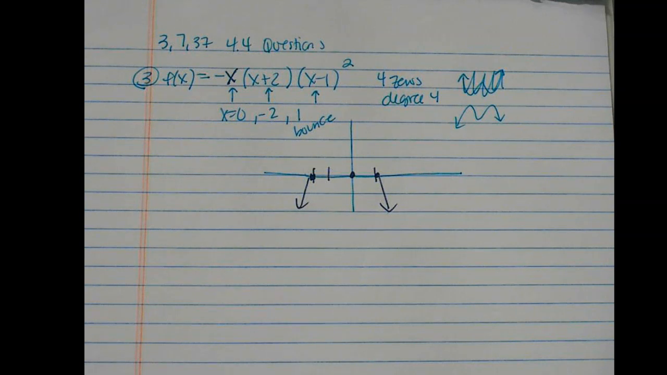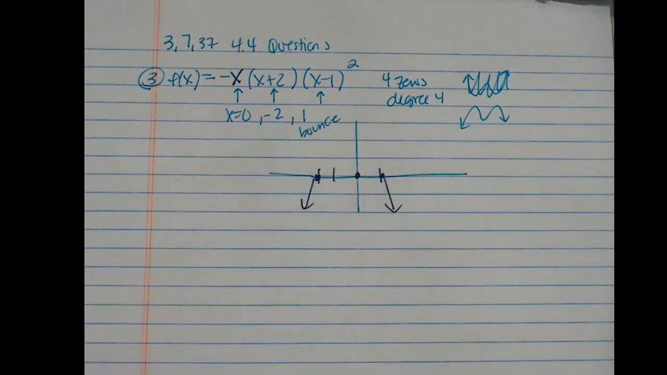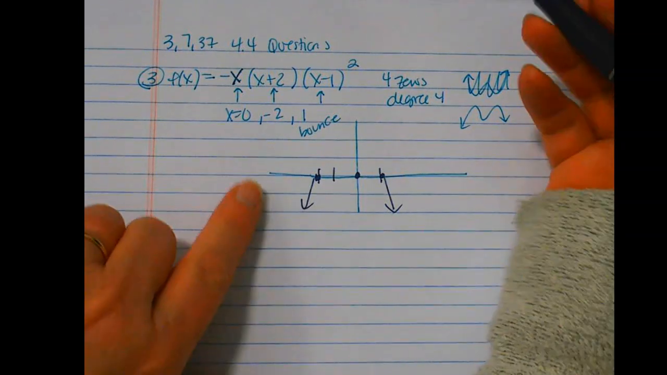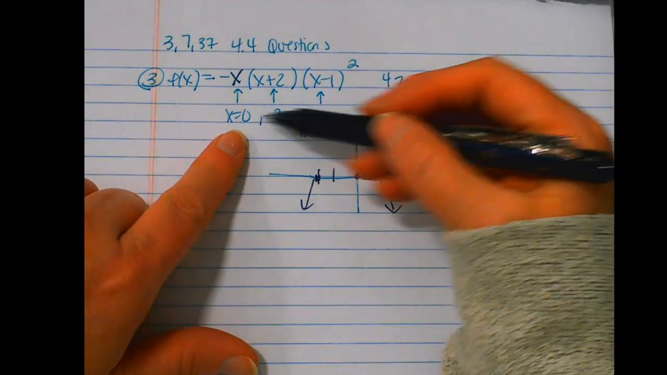So we can get all of that just from it being factored, which is my favorite way to write polynomials for graphs because it's got all the data I need without me having to do synthetic division and find the zeros. So now I need to think about all of these things.